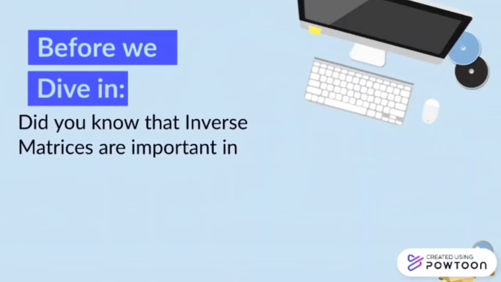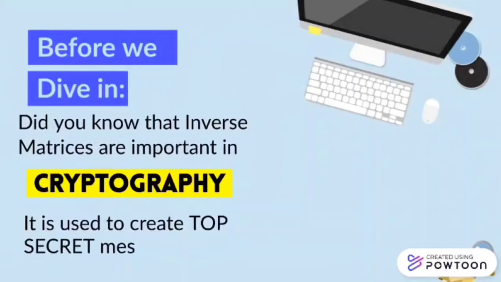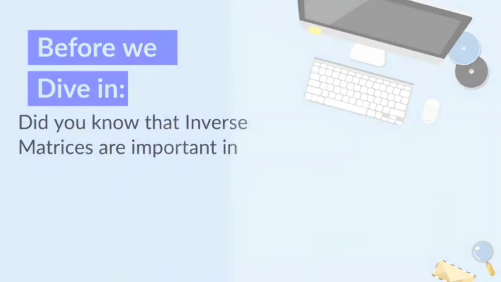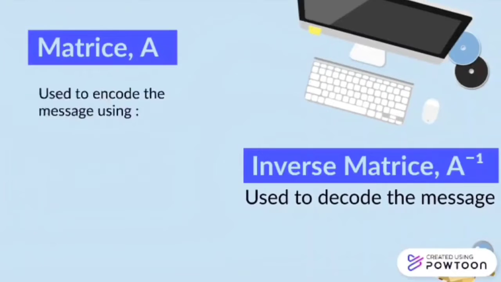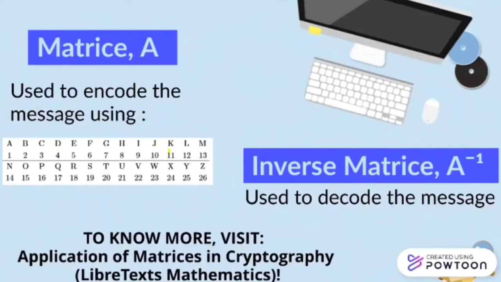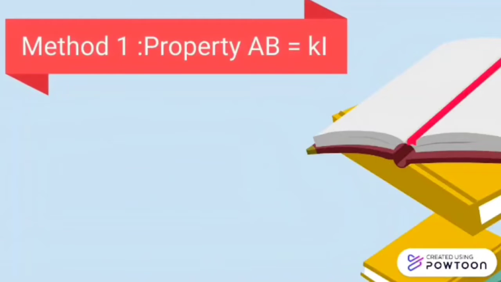Before we dive in, did you know that inverse matrices are important in cryptography? It is used to create top secret messages. But can you guess how? As you can see here, a matrix is used to encode the message, while an inverse matrix is used to decode the message. In this video, we are going to learn about two methods on how to find the inverse matrix.